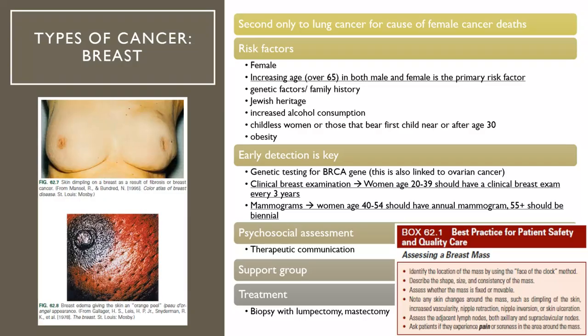Clinical breast exam: make sure your patients that are 20 to 39 have their clinical breast exam every 3 years. And then women over 40 are going to get mammograms. Psychosocial assessment: make sure that you're being therapeutic. It is losing a part of their womanhood. Some women do not accept it really well, so make sure that you're being mindful, giving them support groups.